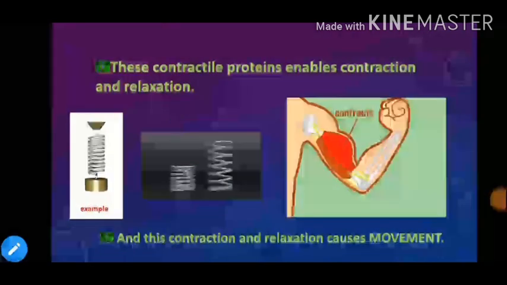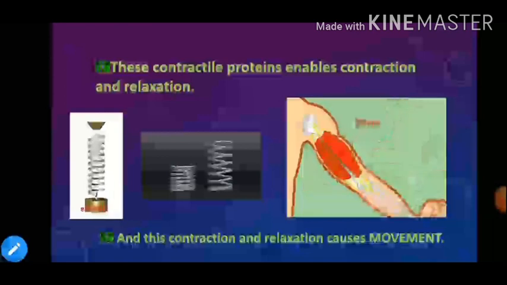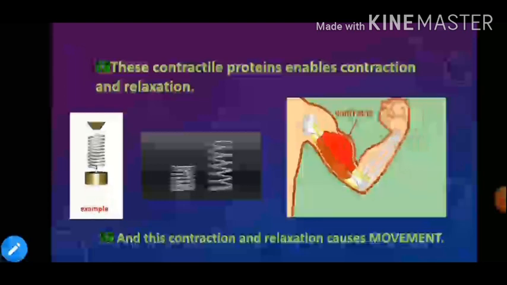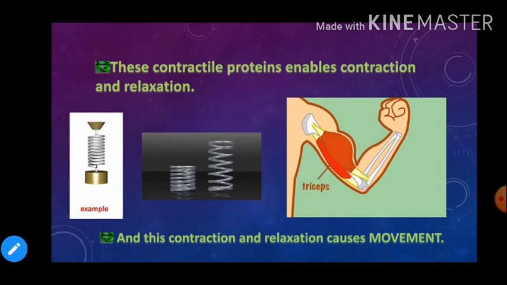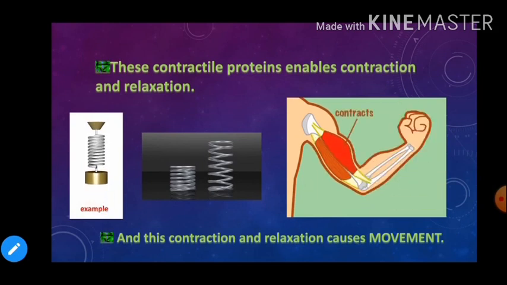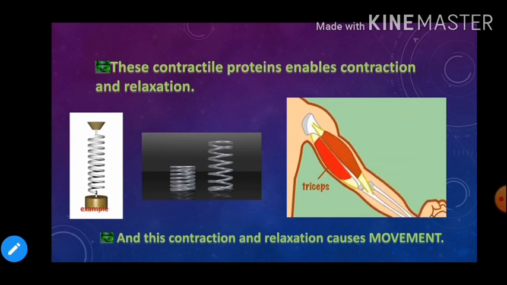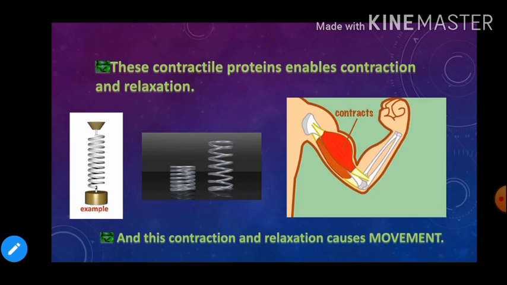And this contraction and relaxation of muscle fiber causes the movement of the muscle. That is why, if we feel like raising our hand, we are able to raise it, because the muscle fibers present inside our body are actually contracting and relaxing, and because of that movement we are able to move our hand. So this is the basic property, right? That is, the contraction and relaxation of the muscle fiber. It is the basic property of the contractile proteins.